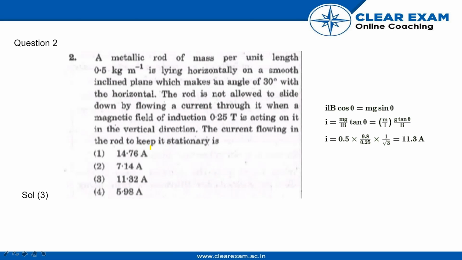The current flowing in the rod to keep it stationary is, so we have I L B cos theta is equal to mg sin theta, which gives us I is equal to mg upon LB, and since sin upon cos gives us tan, so we have tan theta.